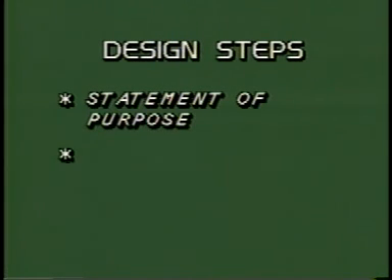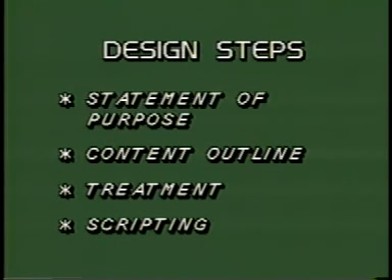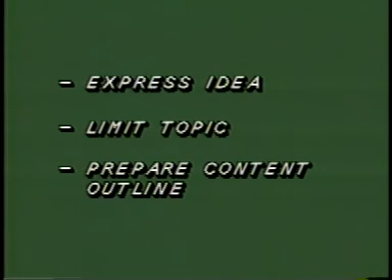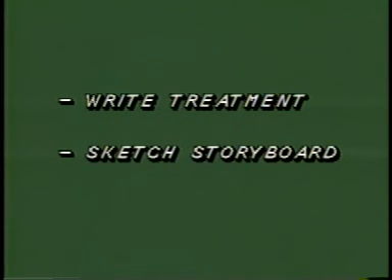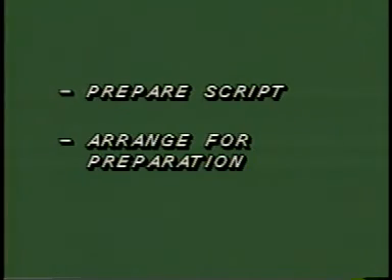The planning and designing of slides and film strips can be done in a four-step process: statement of purpose, content outline, treatment, and scripting. The first step is to state objectives clearly, considering the audience who will see them. Secondly, prepare a content outline after expressing your idea and limiting the topic. Write treatment for organizing the contents and sketching a storyboard for better visualization. Prepare script and make arrangements for preparation.